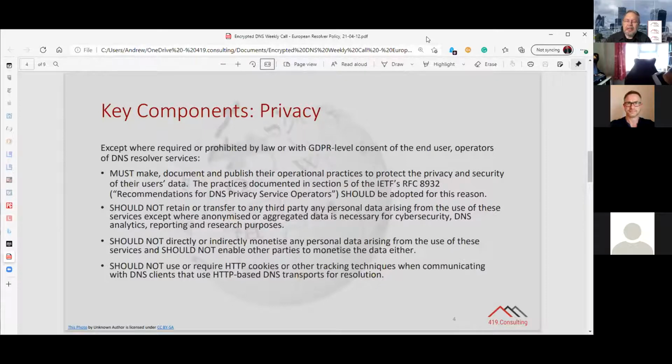With the caveat, as it says on this slide, except where required or prohibited by law or with GDPR level consent of end users, operators of resolvers must, in the first instance, make, document and publish their operational practices to protect the privacy and security of their users' data. I think that is a reasonable aspiration. And in particular, you'll see we refer to section 5 of the IETF's RFC 8932, and the practices documented within that should be adopted for this purpose.